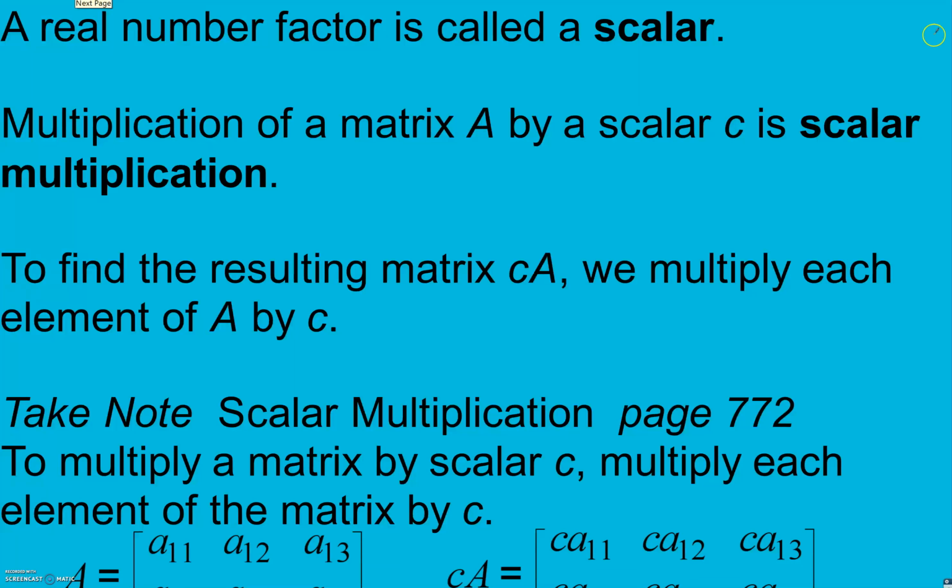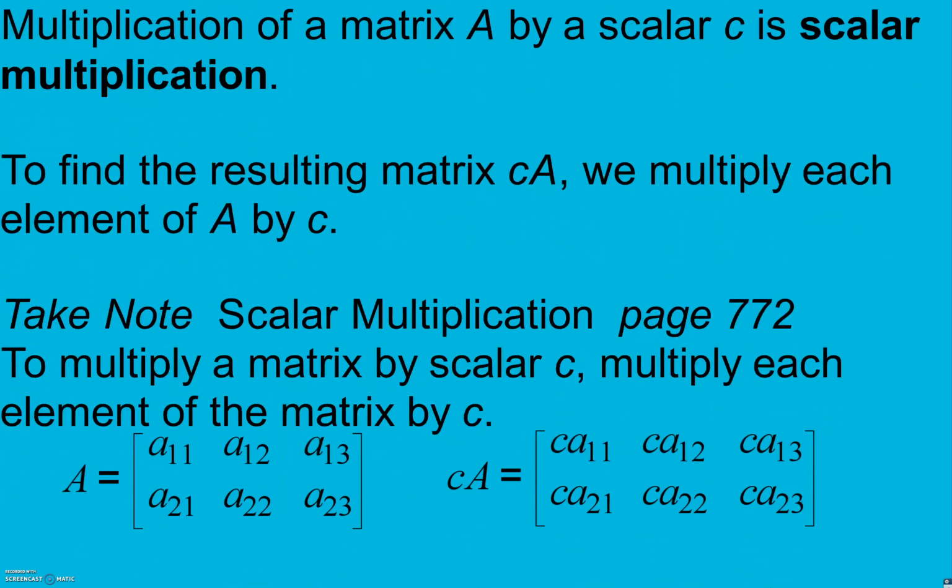A real number factor is called a scalar. Multiplication of a matrix A by a scalar C is scalar multiplication. To find the resulting matrix C times matrix A, we multiply each element of A by C. And the take note on page 772 talks about that. So to multiply a matrix by scalar C, multiply each element of the matrix by C. So we take this C and we multiply it by every element. It's like we distribute it all the way through.